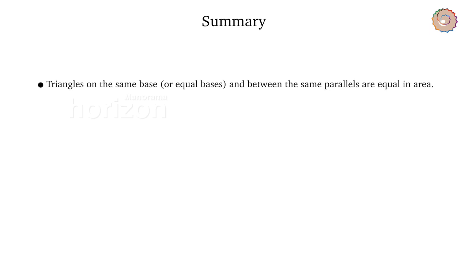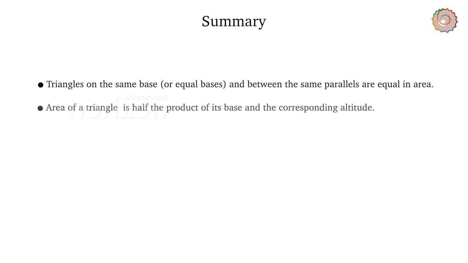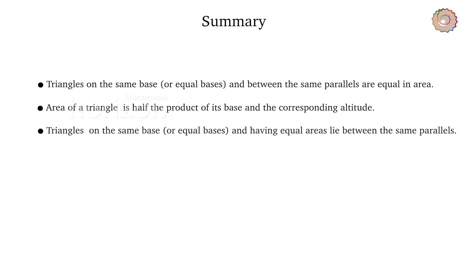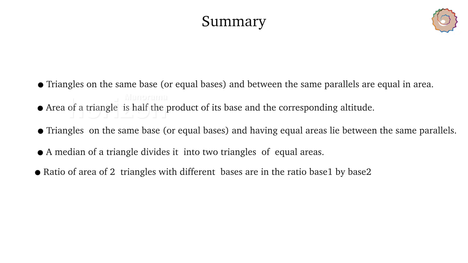Let's summarize. Triangles on the same base or equal bases and between the same parallels are always equal in area. Area of a triangle is half the product of its base and the corresponding altitude. Triangles on the same base or equal bases and having equal areas lie between the same parallels. A median of a triangle divides it into two triangles of equal areas. The ratio of areas of two triangles with different bases is base 1 by base 2.